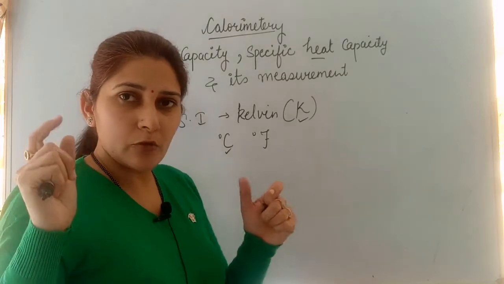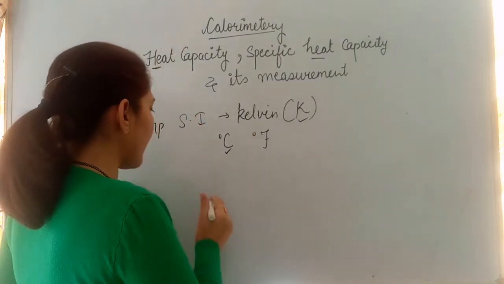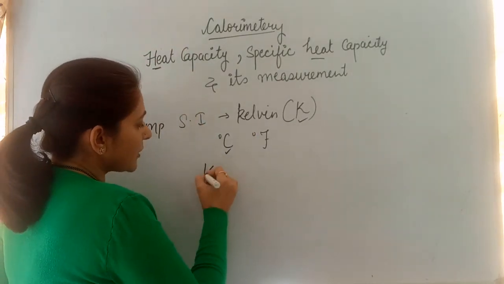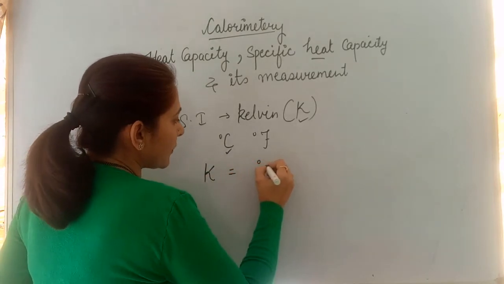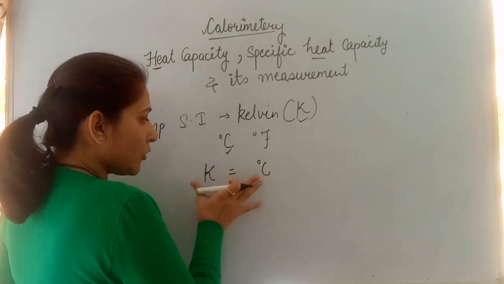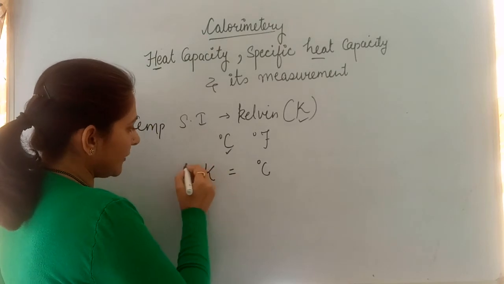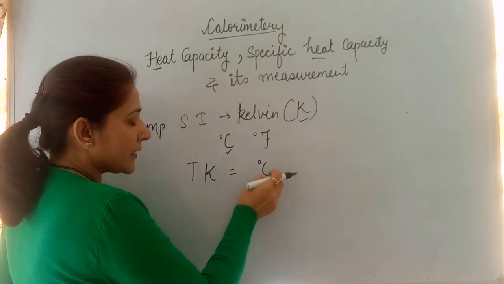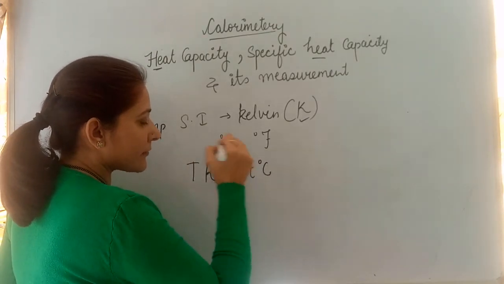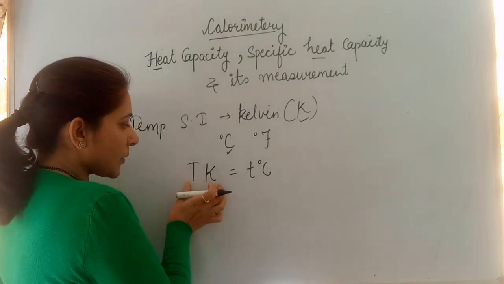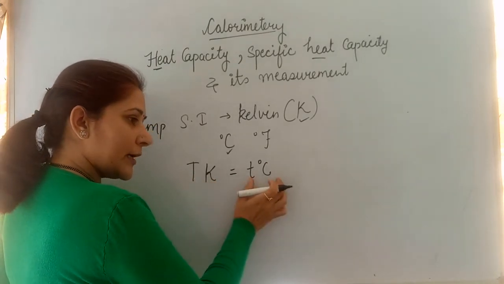So just to make you remember how to remember it, you can remember it this way. The temperature in Kelvin is equal to temperature in degree Celsius. How are these two related? Kelvin is bigger, so write capital T here. Degree Celsius is the smaller unit, then write small t over here. This is the bigger unit. This cannot be equivalent to the smaller one.